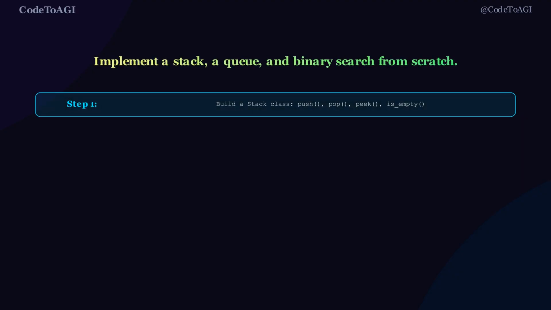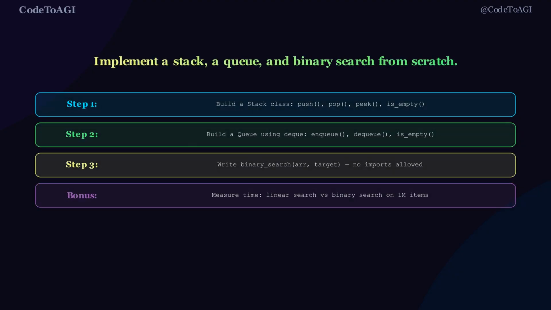Your challenge. Step 1, implement a stack class with push, pop, and peek methods. Step 2, implement a queue using collections.deque. Step 3, implement binary search from scratch, no imports. Test each one. Print the results. Bonus, measure the time difference between linear search and binary search. Use the time module. Print how many seconds each one took.